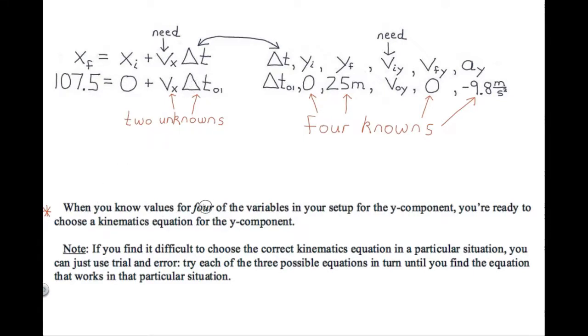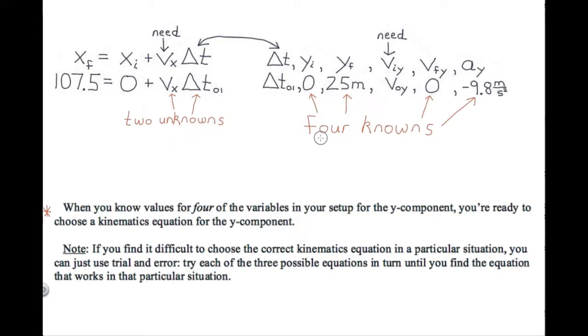When you know values for 4 of the variables in your setup for the y component, you're ready to choose a kinematics equation for the y component. We do know 4 values for the y component: y initial, y final, v final y, and a sub y. So we are ready to choose a kinematics equation for the y component. Which kinematics equation should we choose?